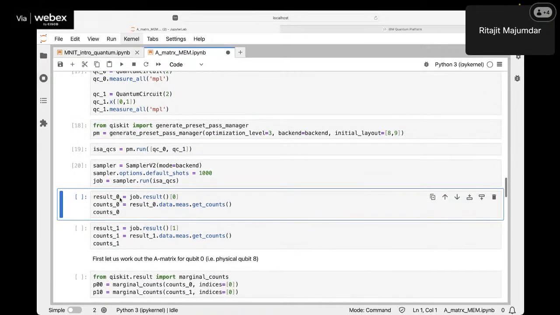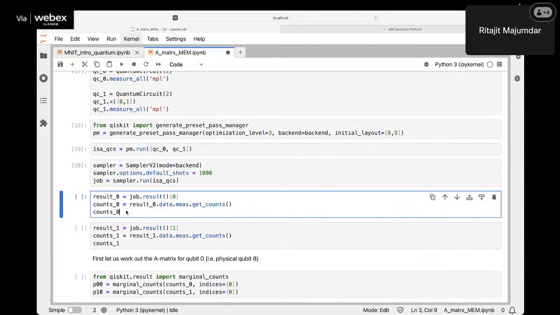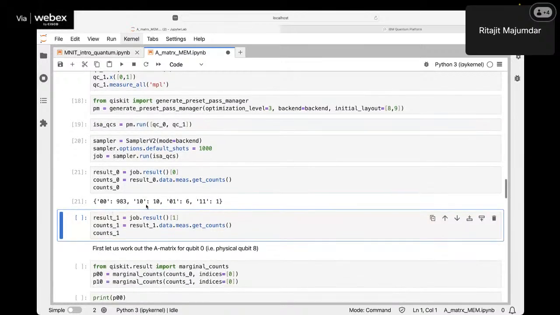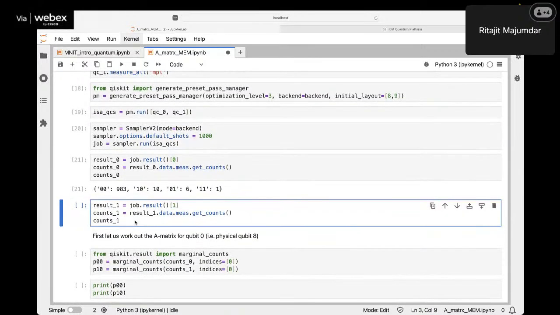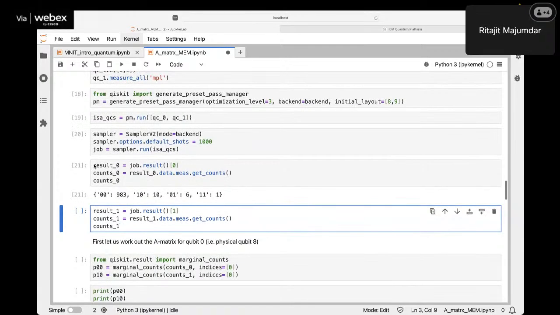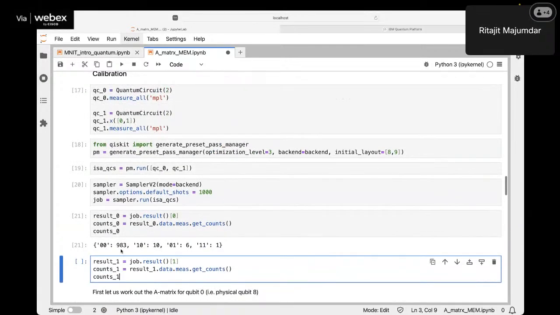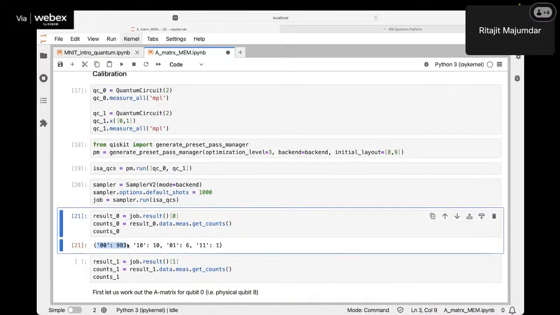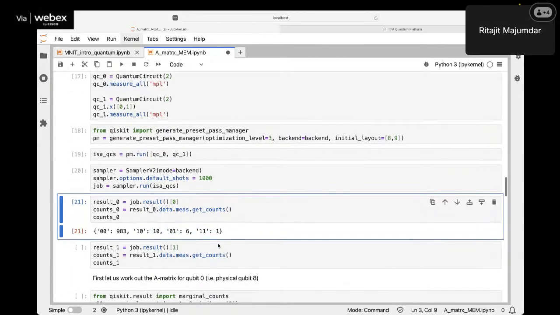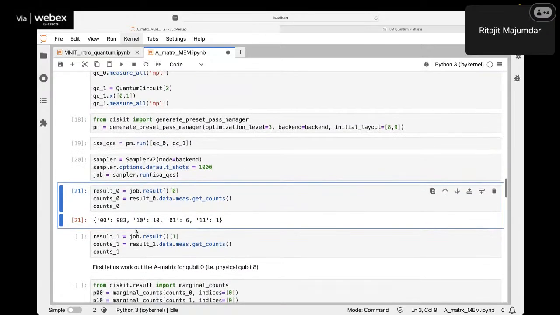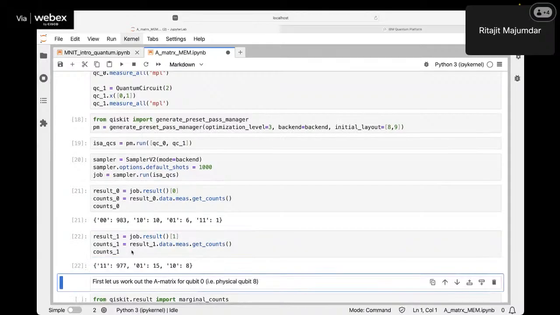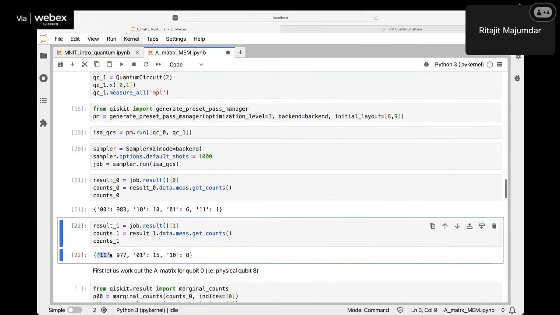Now let's call this. So there are two circuits. I'll take the first circuit. I'll call it count 0. You see, this is what we get. I take my second circuit. So this was the one which was starting with all 0. It should have been ideally all 0. You see that all 0 is still the dominant one, but there are other things also. The second circuit was starting with all 1. So let's get that result. You see all 1 is still the dominant result, but there are other results also. That is coming from measurement error.